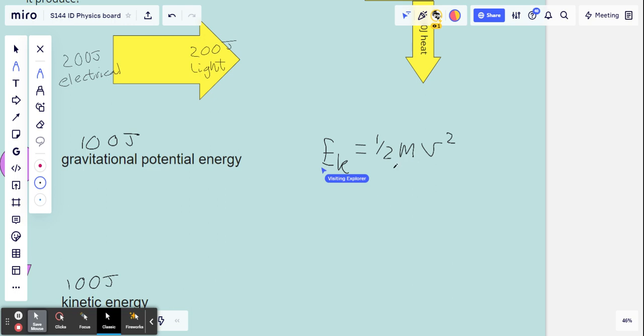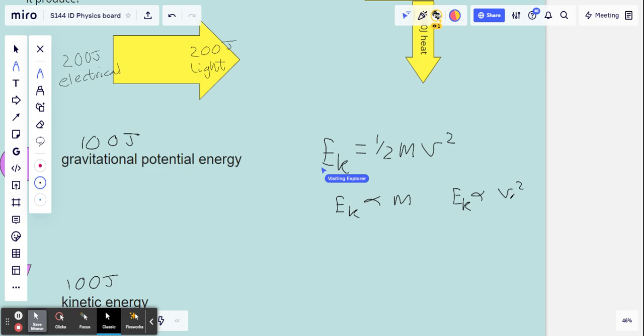so that's the equation. Now this means that the kinetic energy is directly proportional to the mass. So in other words, if I keep everything else the same, the velocity the same, then if I double the mass, I double the kinetic energy. And you can also see, if I kept the mass the same, that the kinetic energy is directly proportional to the velocity squared.